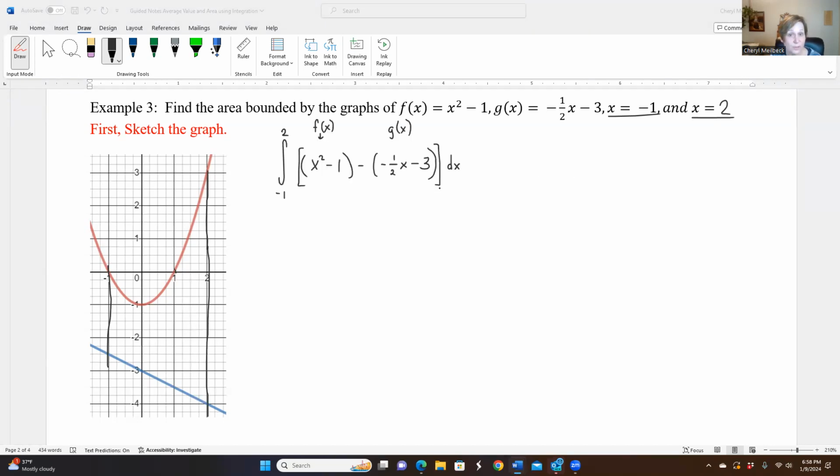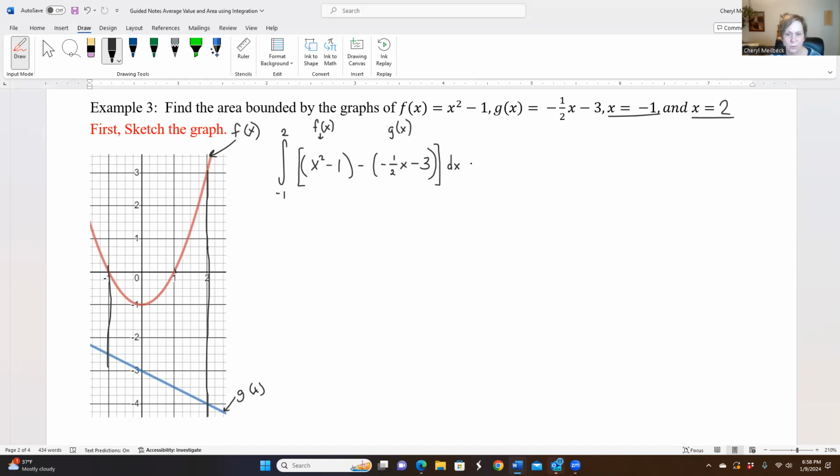So we know to find the area between the two curves, we subtract the values and we integrate the subtracted values of those two curves. So in this case, we wanted to put f of x first because that is our parabola and it has higher y values. And we put g of x second, which is our line, and has lower y values. So your integral should look like the integral from negative 1 to 2 of the x squared minus 1 minus the negative 1/2 x minus 3.